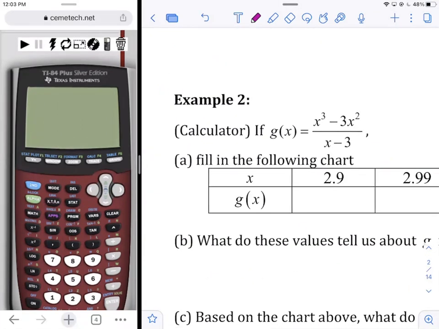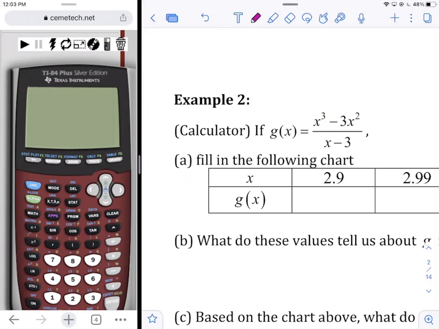It says if g of x is this, fill in the chart. So again, we have what's called a rational function. In this case, it's a ratio of 2 polynomials. It's a cubic over a linear, and you can look at it right away. And this is one of those habits you want to get into right away. Even really before you read the instructions, it should be one of those automatic reflexes.